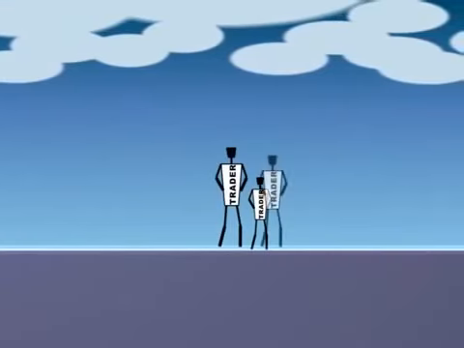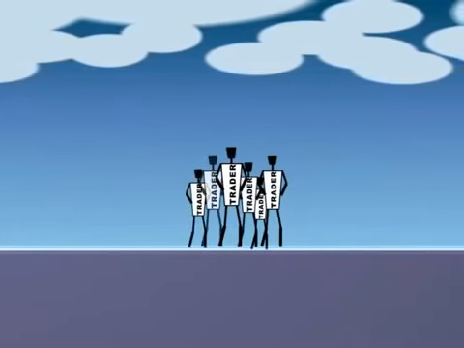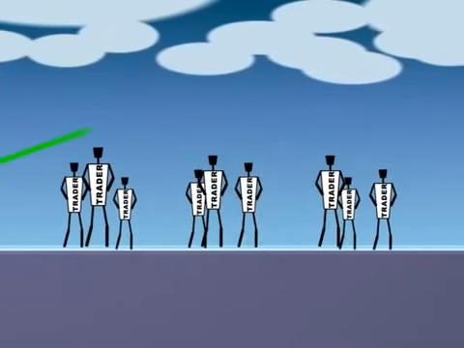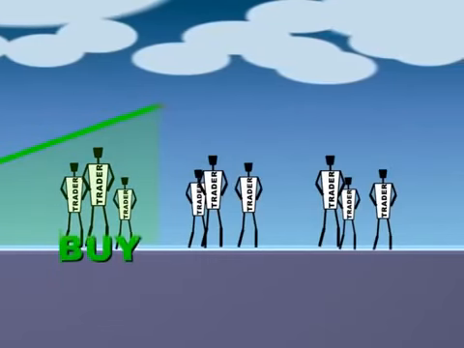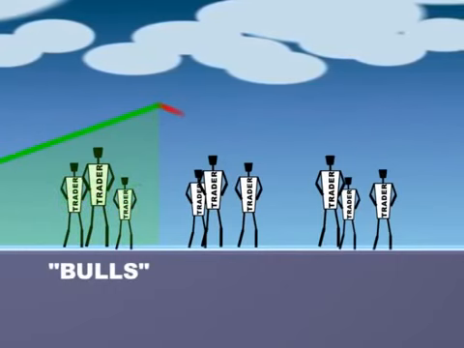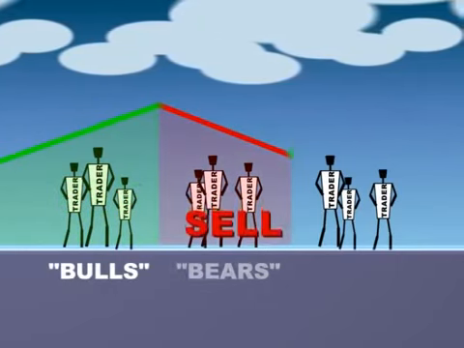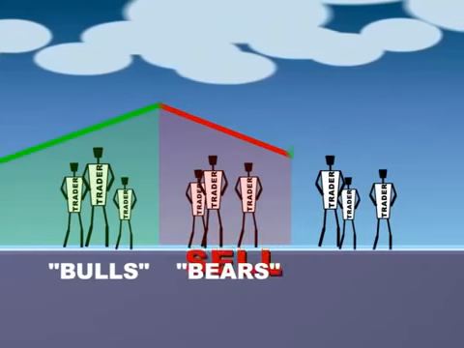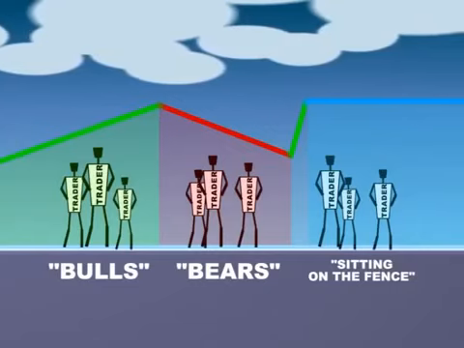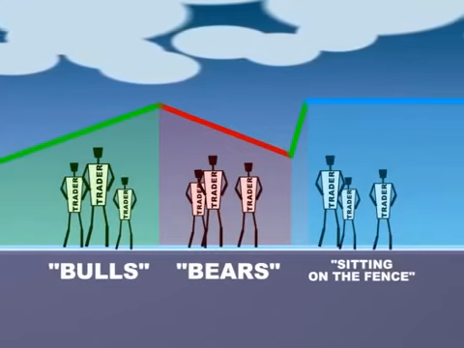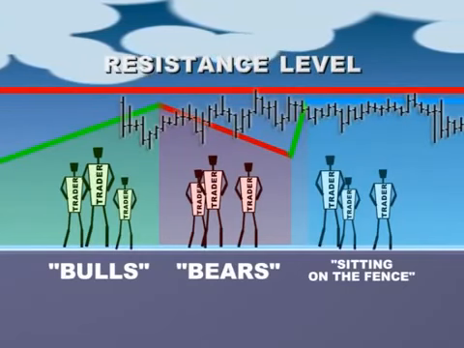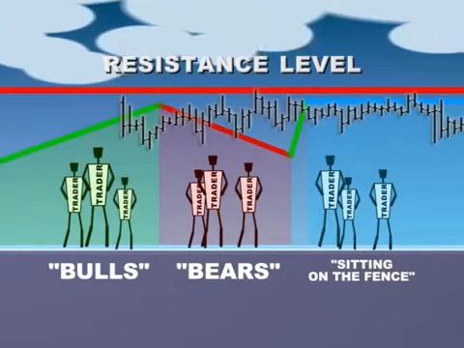I want you to imagine all of the traders in the world and divide this happy band into three groups. Those who have bought goods, which in our case is currency, and we'll call this first group the bulls. Those who have sold goods, these are the bears. And the third group of traders is peacefully sitting on the fence. They've not opened a position, and for the meantime they are simply watching the market. At this moment, price is just below the resistance level.